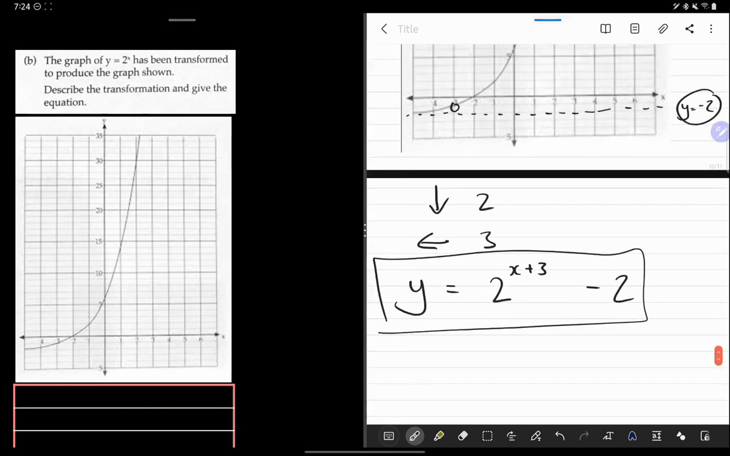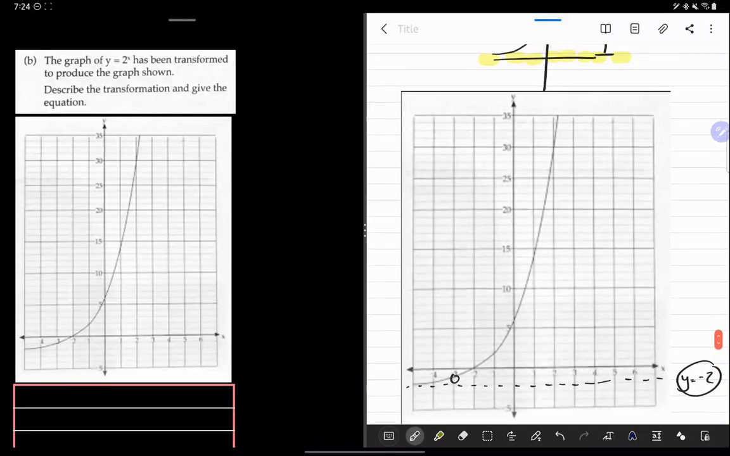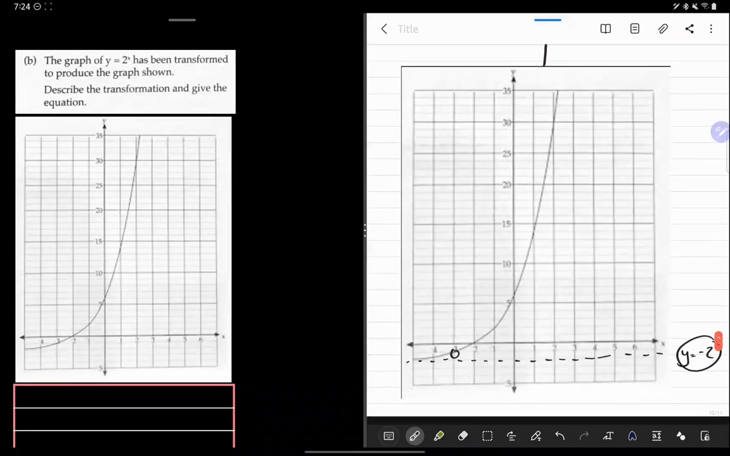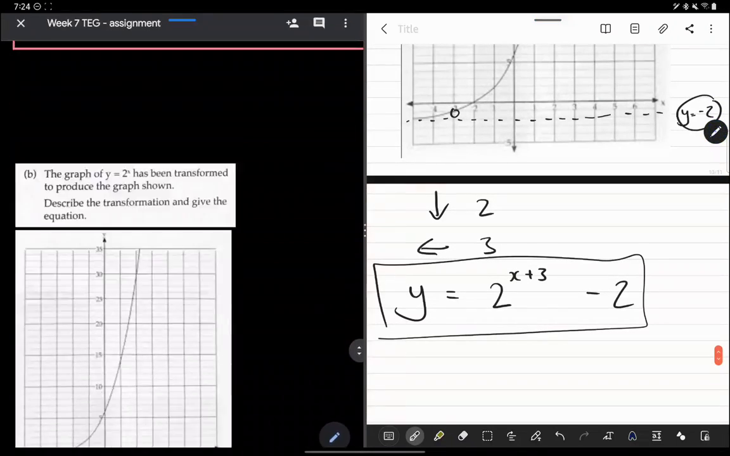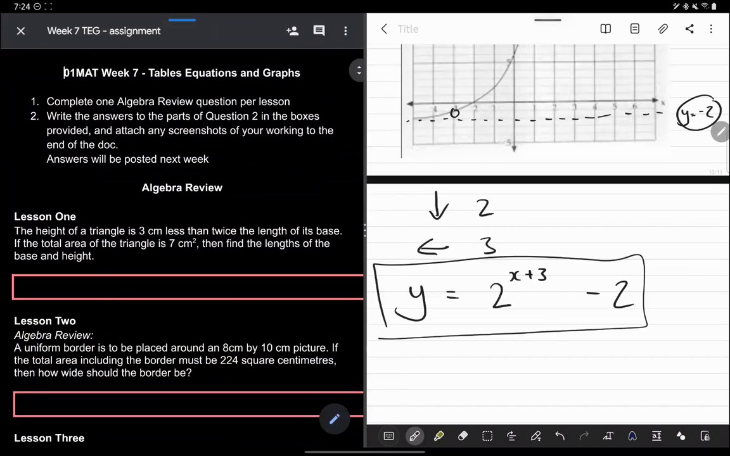That's the equation. I've described the transformation, but I didn't write it down, but I feel like that's enough for you to know where we're going. And that is the assignment for week 7.